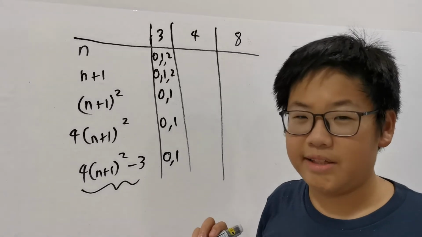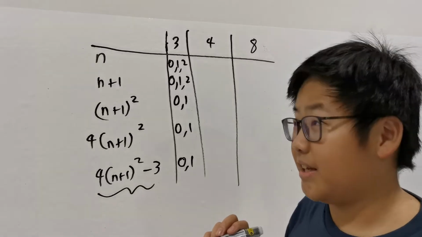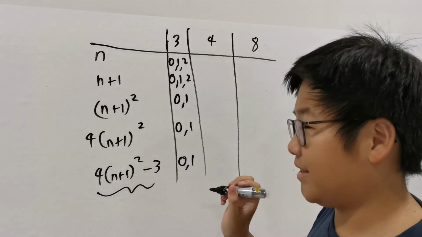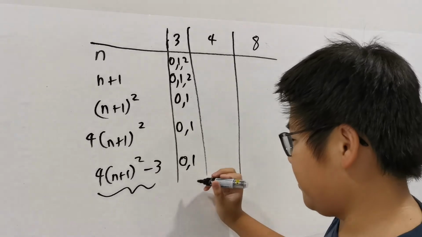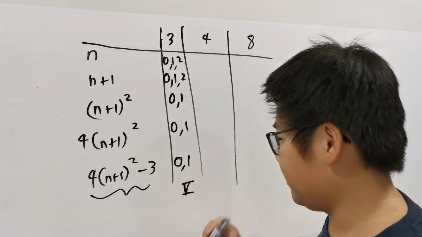One of the statements, statement 5, states that it cannot be 1 less than a multiple of 3, which is true, so we'll mark it here.